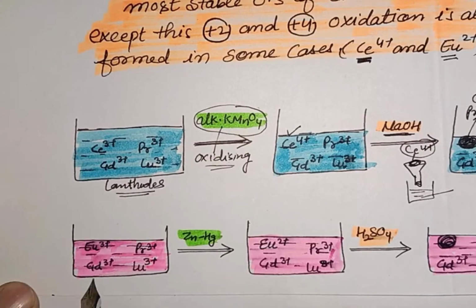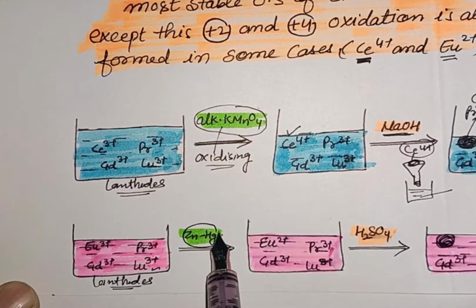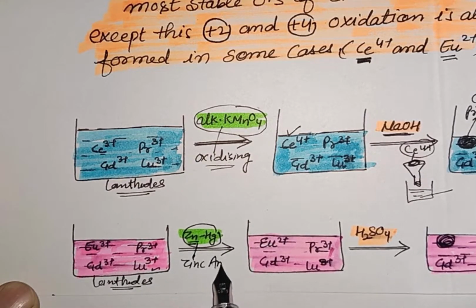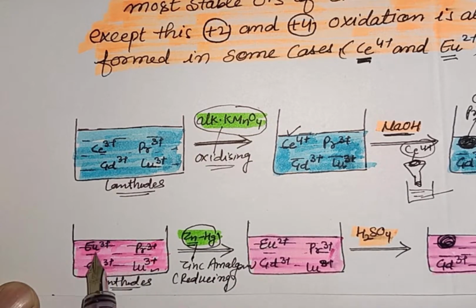Suppose this is the solution of the lanthanoids, in which all the lanthanoids are present from lanthanum to lutetium. Now we add the zinc amalgam. The solution of any metal in mercury is called an amalgam, and this is the solution of zinc in the mercury metal, so it is called zinc amalgam. Zinc amalgam is a reducing agent. It can decrease the oxidation state. All these lanthanoids are present in the plus 3 oxidation state.